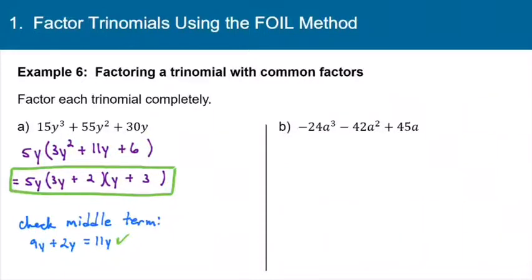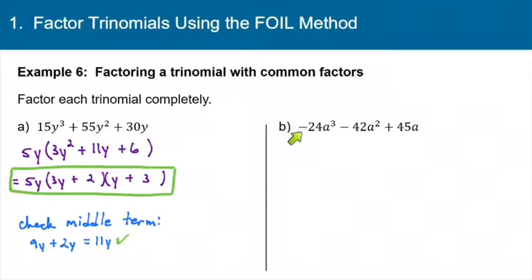A bad habit that a lot of students have is they take the GCF and they just throw it away, and then they want to put just their binomial factors down as the final answer. But if you multiplied these binomials together, you wouldn't get this top expression that we started with. You'd get 3y squared plus 11y plus 6. So the answer is all of the factors that it takes to multiply back together and get back to the problem we started with. Now let's look at part B.